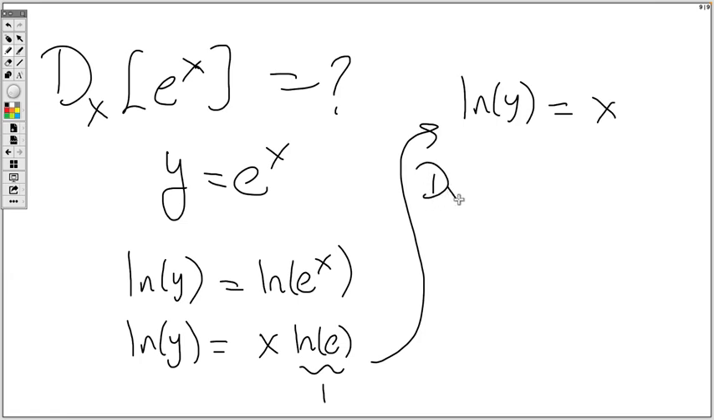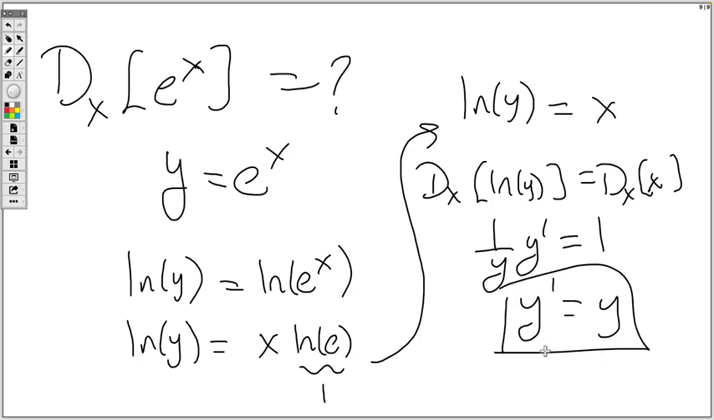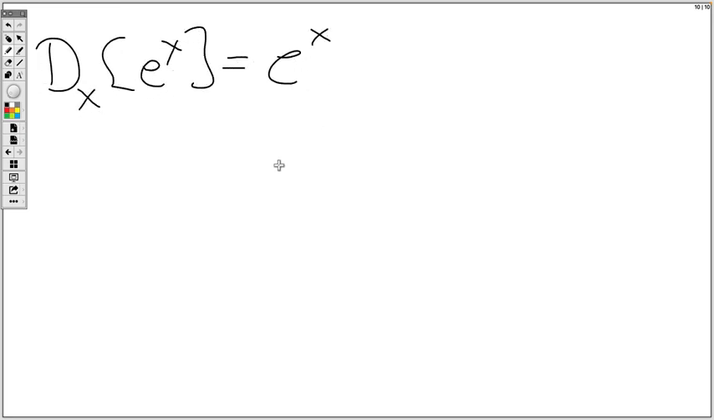Because now I can take the derivative of both sides with respect to x. Oops, that's 1. And to your surprise and delight, you see that the derivative is itself. So the derivative of e to the x is e to the x. And so here's our new derivative property. The derivative of e to the x is e to the x.